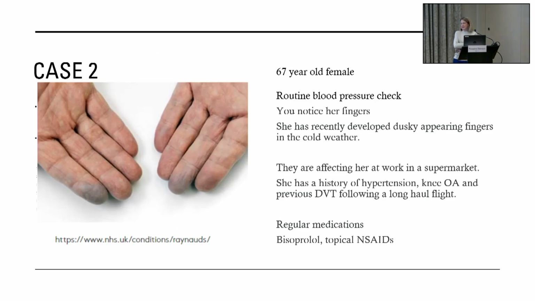So moving on to the next case. 67-year-old lady, she's come to the GP practice for a routine blood pressure check, and you notice her fingers look a bit dusky, and she's described that happening in the cold weather, affecting her working in a supermarket. She's not got very significant past medical history, but of hypertension, osteoarthritis of a knee, and a previous, you could say, provoked DVT. She's had a long haul flight, and she's on bisoprolol, and she has some topical NSAIDs for her knee.